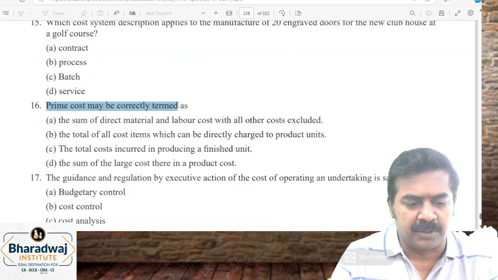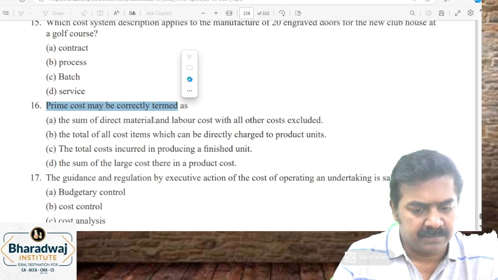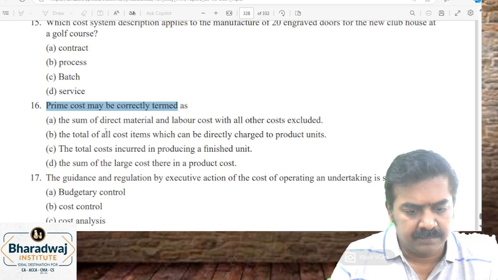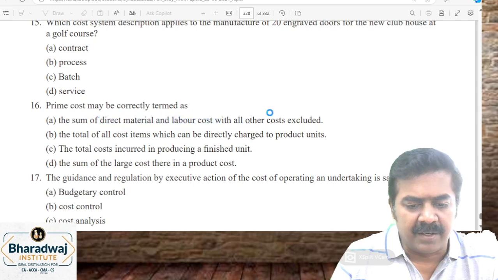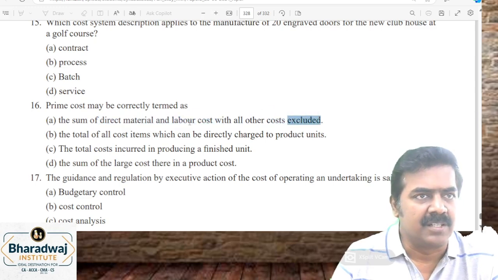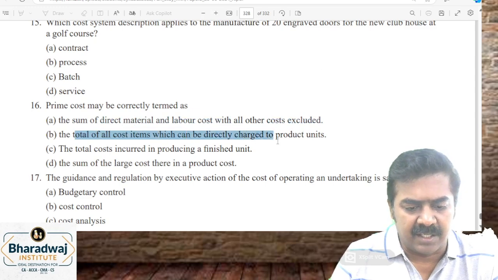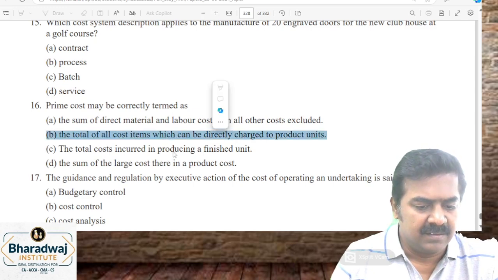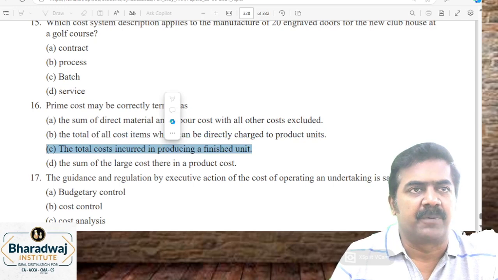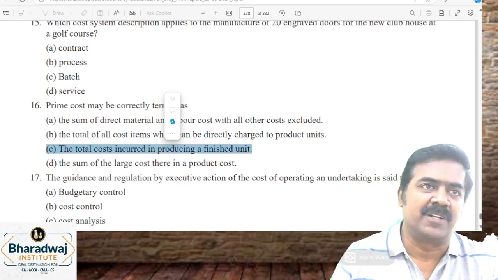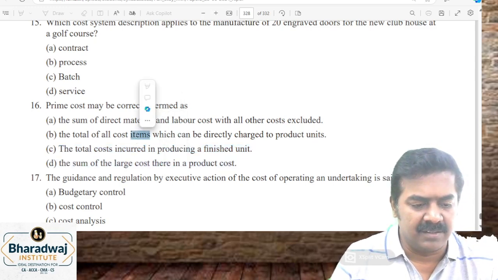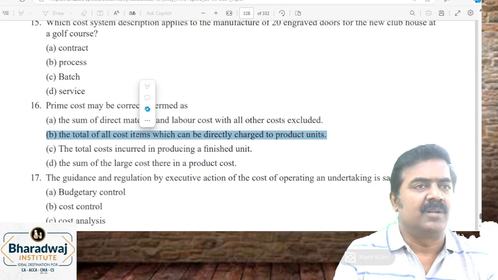Prime cost, we have seen in the cost sheet. What do you mean by prime cost? Direct material, direct labor excluded? No, that is included. Total of all cost items which can be directly charged to production units. Cost incurred for finishing the product now, that includes factory overheads also. Large cost and the product cost. Answer is B. Now, what do you mean by prime cost?